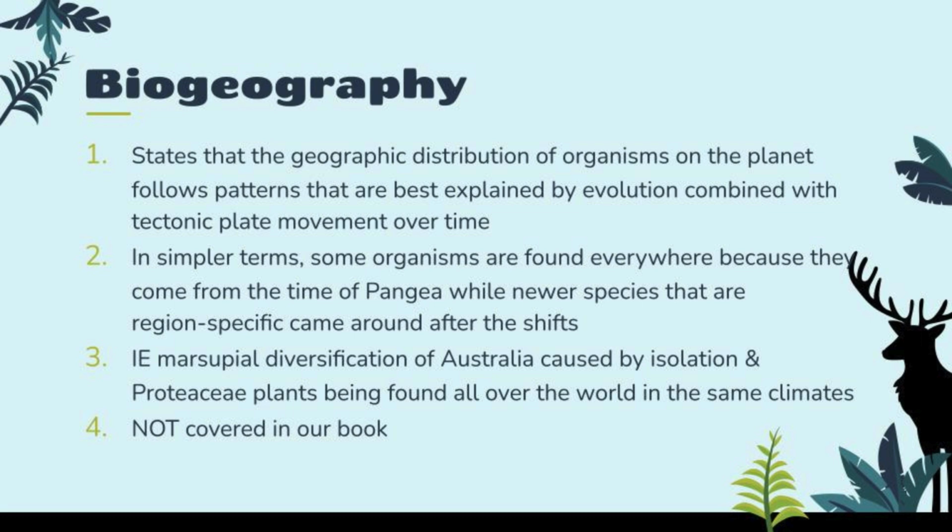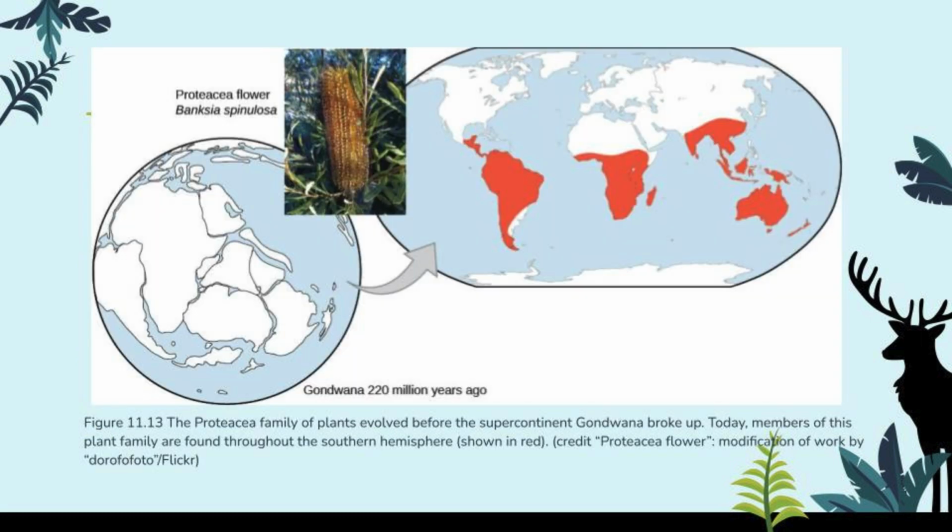If you're interested in examples of this, you can check out the marsupial diversification of Australia that was caused by isolation due to it being an island continent. And you can also check out how Protea plants are actually found all over the world in the same climates, despite having no way that they would have transitioned between each other otherwise. Now, I will note this is not covered in the Biozone book that we are using this year, so more information on this will have to be found in other resources for your project. So you can see here we've got the map. These are the Protea flowers as they go across and where they're found.